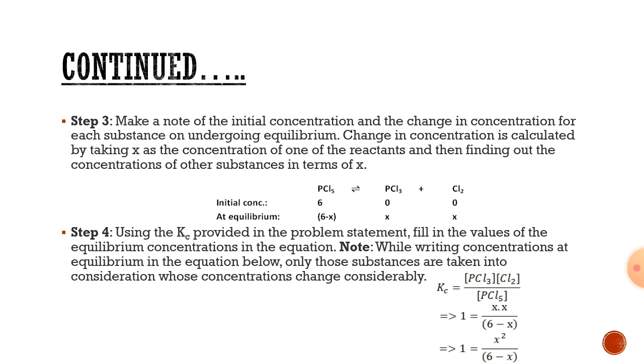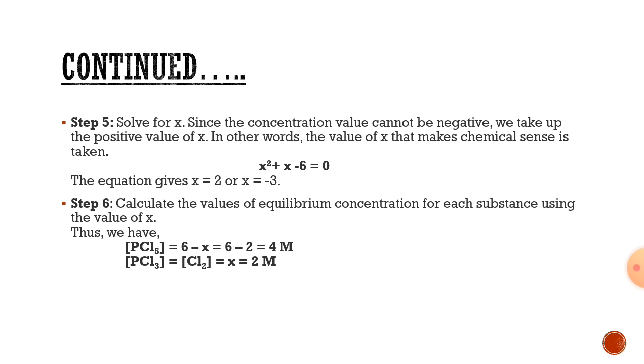We have the equilibrium constant as 1, and we can put in the values and we get 1 equals x squared over 6 minus x. Step 5, solve for x. Now we have to know the value of x so that we can find the equilibrium concentrations.